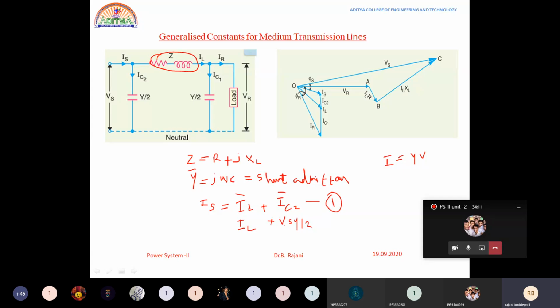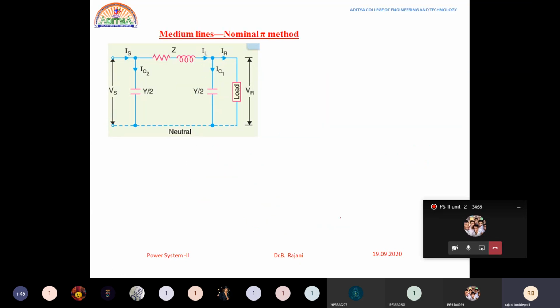V is nothing but the sending end voltage. Here we are having Y by 2. Why Y by 2? Because the capacitance is made half on both the sides. That value we have considered is Y by 2, admittance by 2. So IL plus Vs into Y by 2, can I write like this? Let us suppose this is equation A.